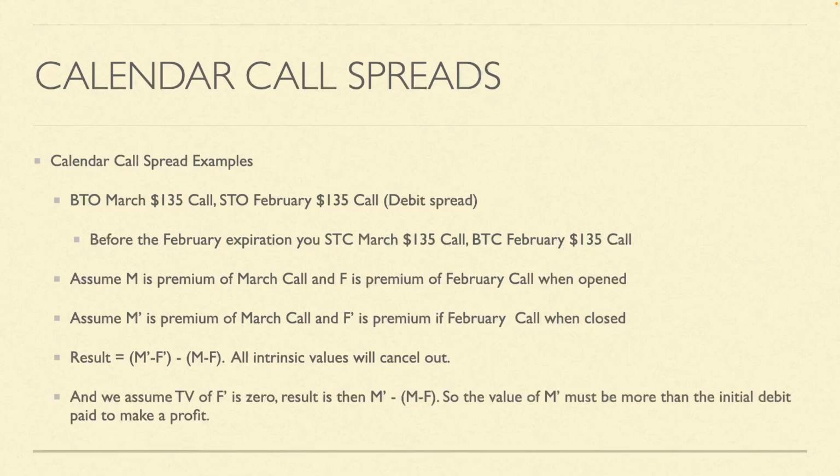Furthermore, if we assume that the time value of the F prime is zero because it's going to expire worthless, the result is the premium we get from the M prime minus the difference between the M and the F that we paid to open it. So the value of the M prime, which is the March expiration in February, must be more than the initial debit paid to make a profit.